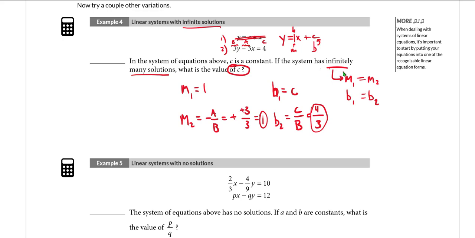In order for there to be an infinite number of solutions, the slopes have to be equal, which they are, and c must equal 4/3 because our two y-intercepts must be equal, and c is the y-intercept of the first line and 4/3 is the y-intercept of the second line. That means c must equal 4/3, and that is what they were asking here.